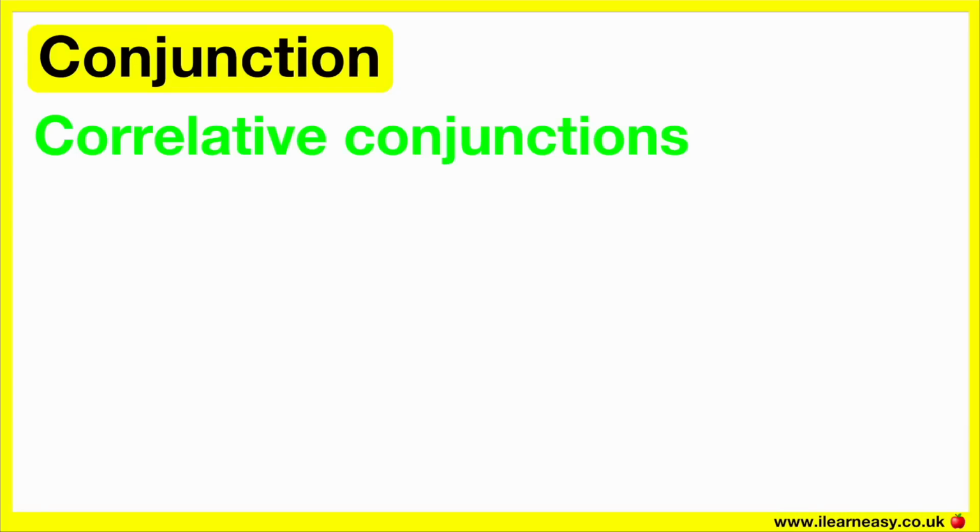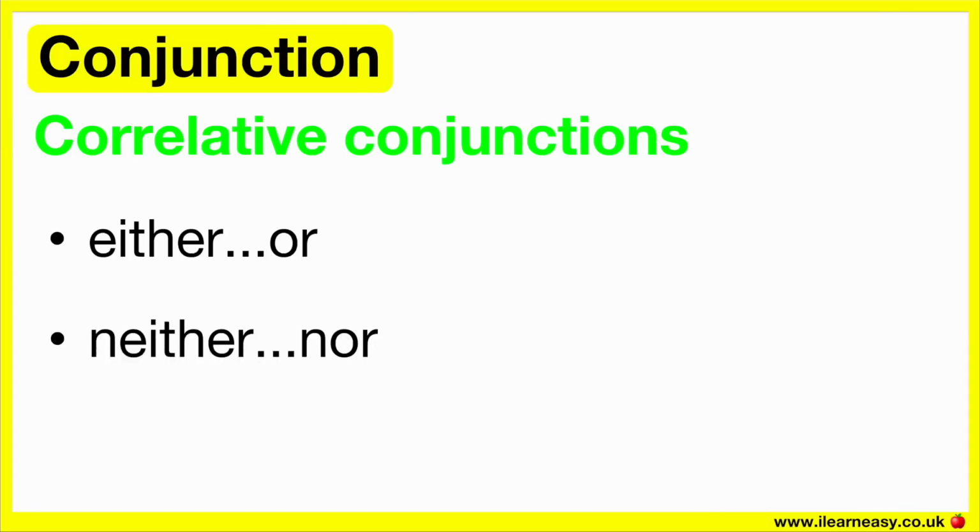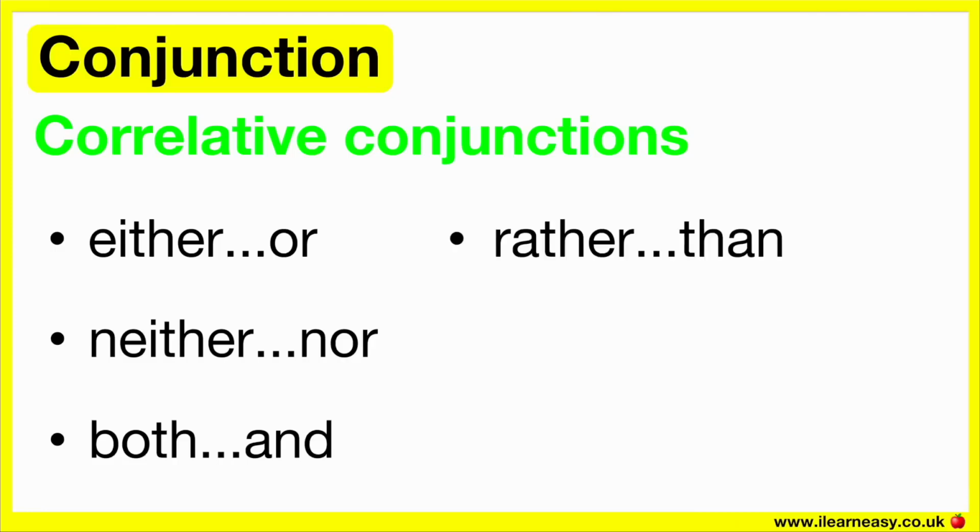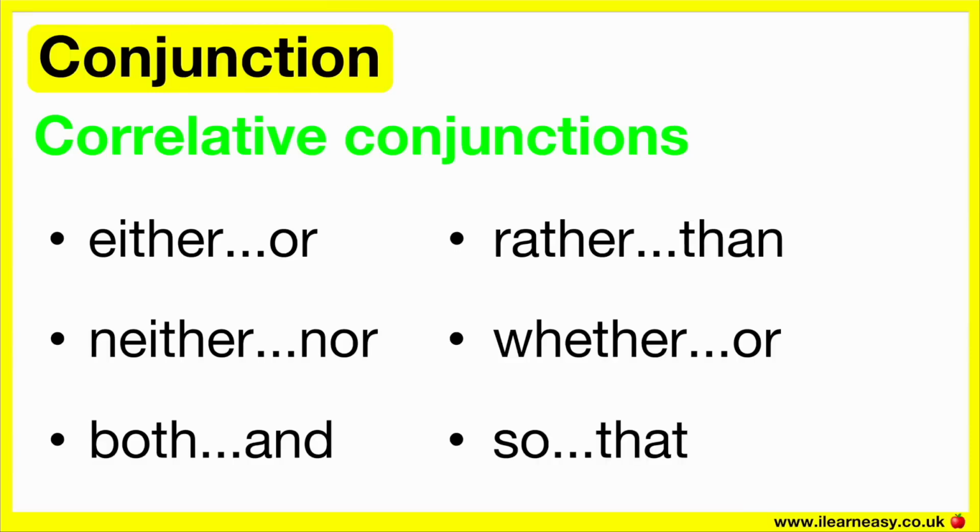Correlative conjunctions are pairs of conjunctions that work together. Some examples of correlative conjunctions are either or, neither nor, both and, rather than, whether or, so that, and many more.